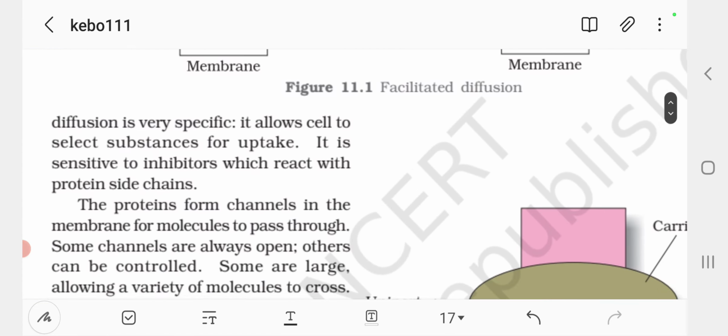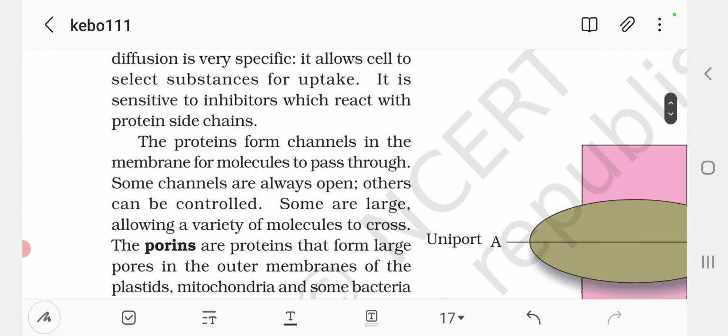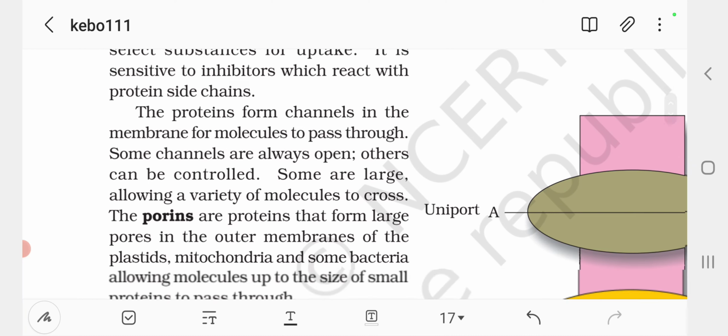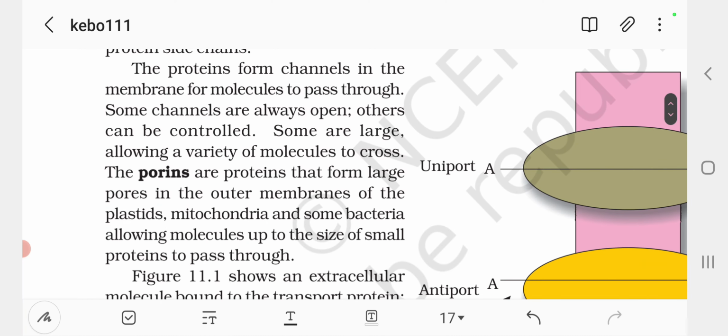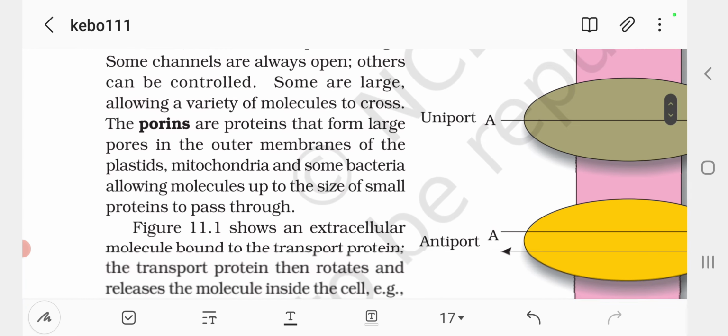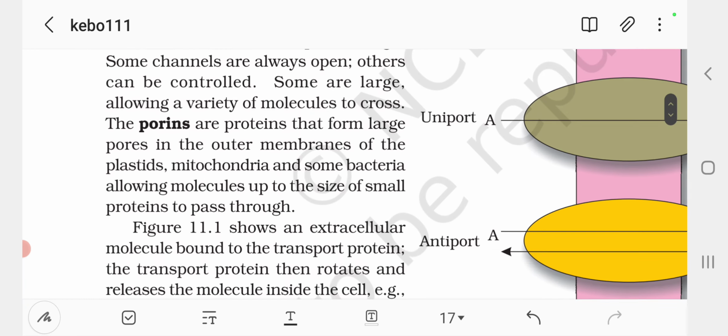Facilitated diffusion is very specific. It allows the cell to select substances for uptake. It is sensitive to inhibitors which react with protein side chains. The proteins form channels in the membrane for molecules to pass through. Some channels are always open, others can be controlled. Some are large, allowing a variety of molecules to cross.